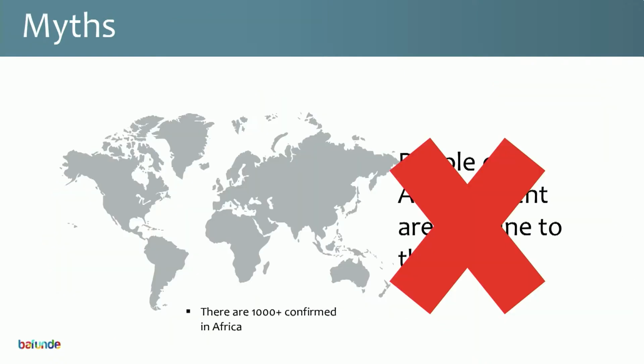So what are some of the myths? People are saying that people of African descent are immune to the virus. That's a myth that we can dispute because of the data and the facts that we have. More than 1,000 Africans at the time of doing this particular video had been confirmed to be infected by the virus, and some have died of it.